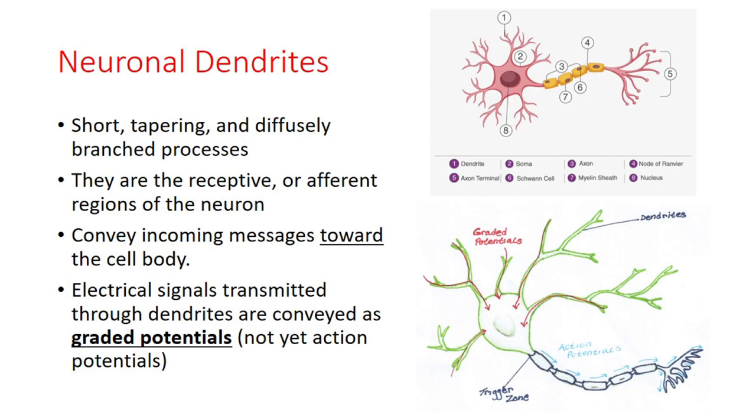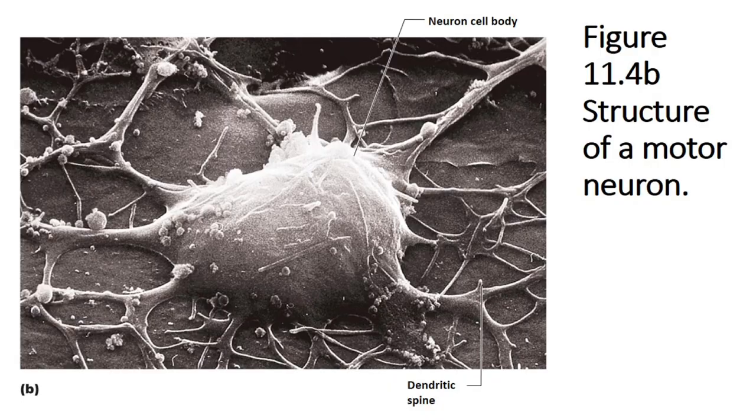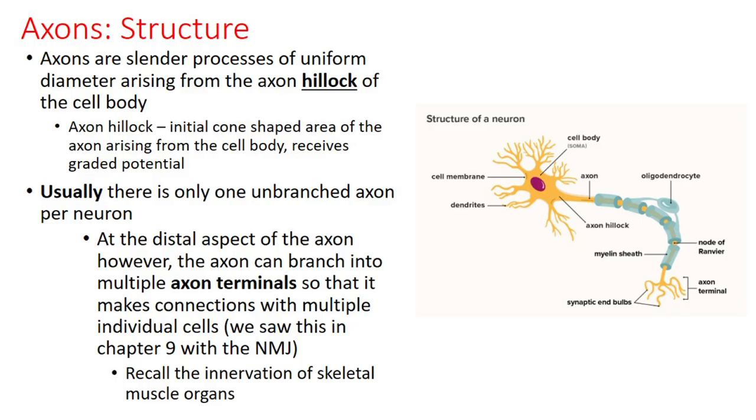Oftentimes what the dendrites pick up on are electrical signals that die out over time. They're not action potentials. Instead, the electrical signals transmitted through dendrites are usually conveyed as graded potentials. Again, those are not action potentials. Here in this image, we are looking at a structure for a motor neuron, but mainly the structure we're seeing is the cell body. But many of these processes coming off of it are dendrites, and they have branches that we call dendritic spines.